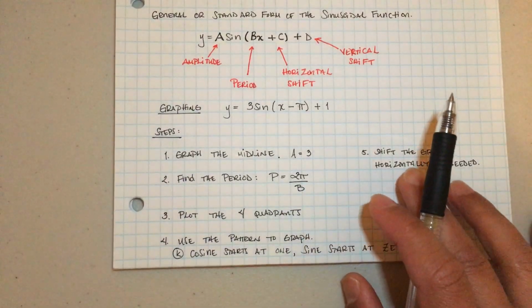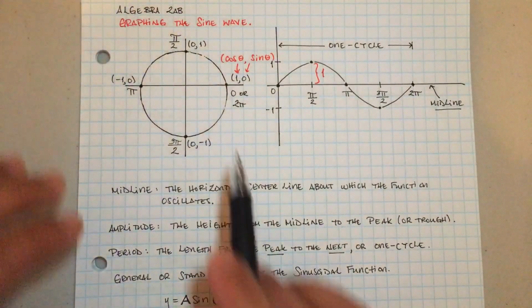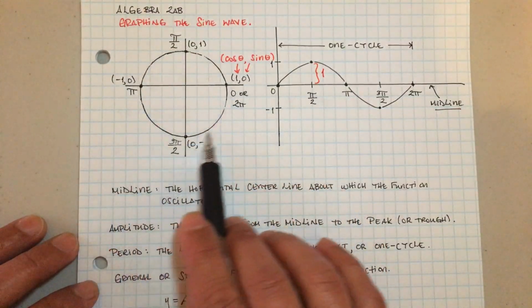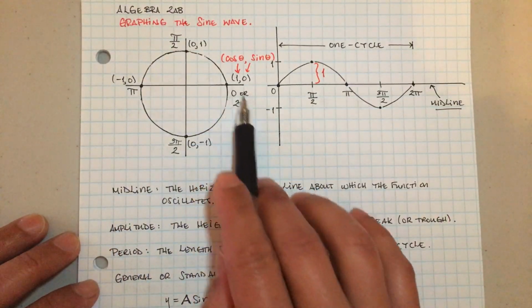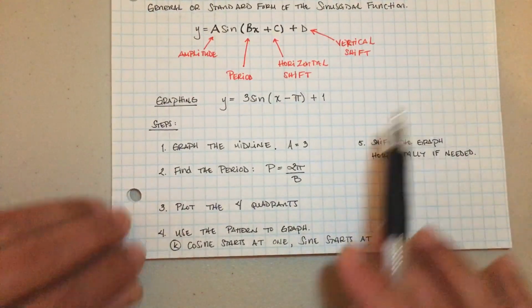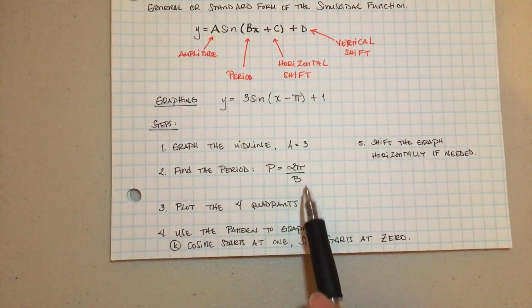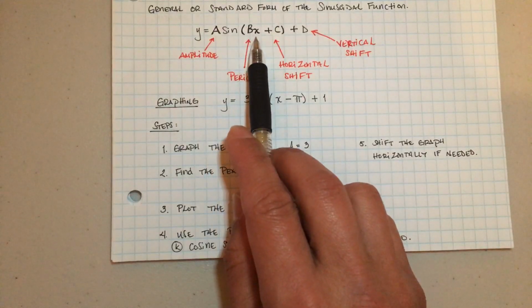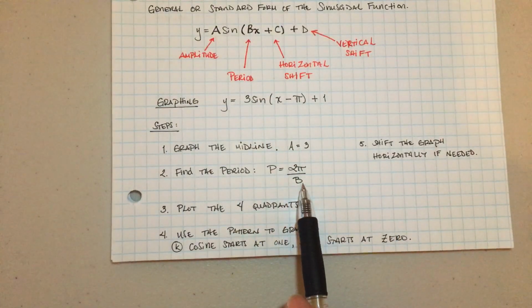Yes, because remember, when we're talking about the unit circle, it takes us one turn, 2 pi radians, to get all the way around. So that's why we use 2 pi over b. Whatever's in front of this x value, that's what we're going to put right here.